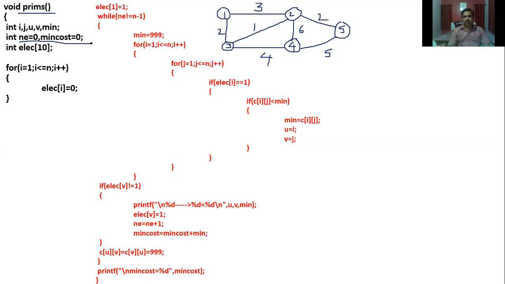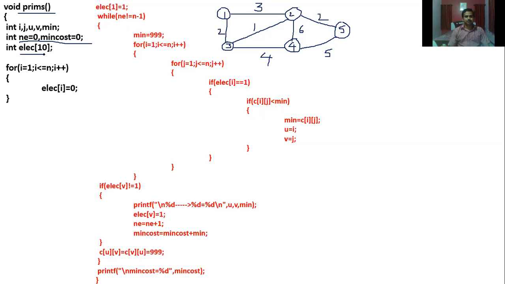As you all know, a minimum cost spanning tree is going to satisfy two constraints. The first one is that the spanning tree should visit all the vertices, and the second constraint is that there should not be any cycle formation. Always the number of edges in a spanning tree is going to be n minus 1, where n is the number of vertices. And minimum cost I initialized to 0.